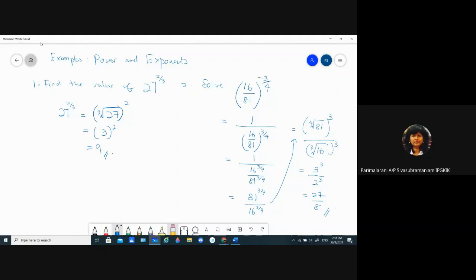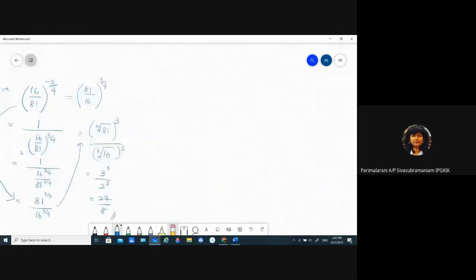So next time when you see a fraction with a negative power, you can go straight here. From here you inverse it: 81 over 16 to the power of 3 over 4. If it's negative, you inverse the number and put the positive power. That is how you do that. So that was question 1 and question 2.